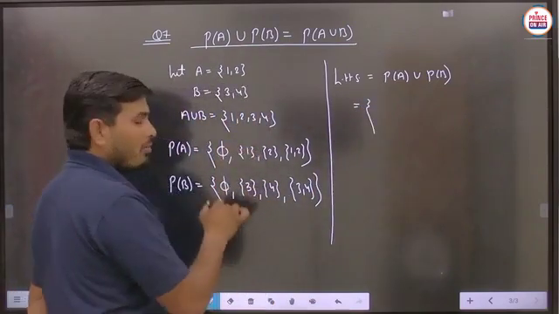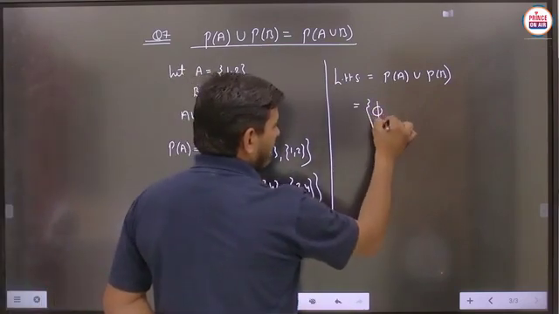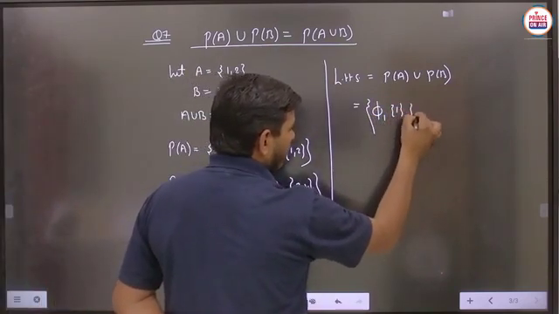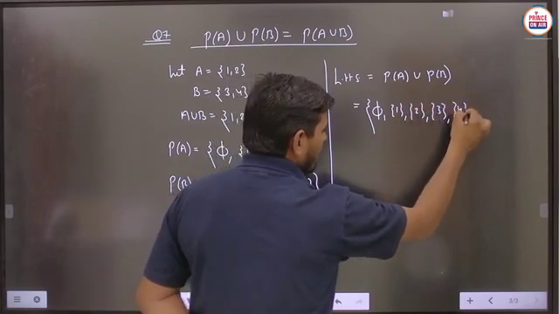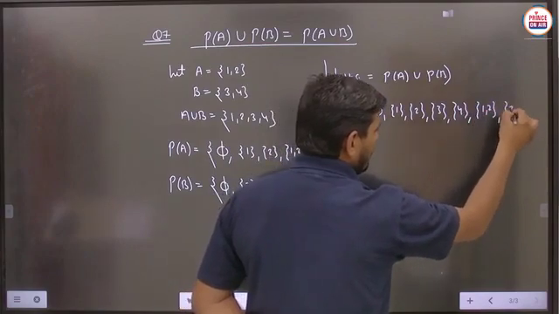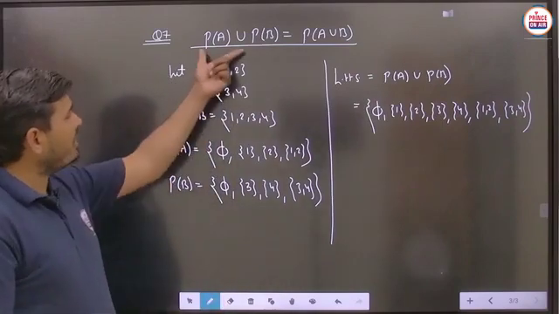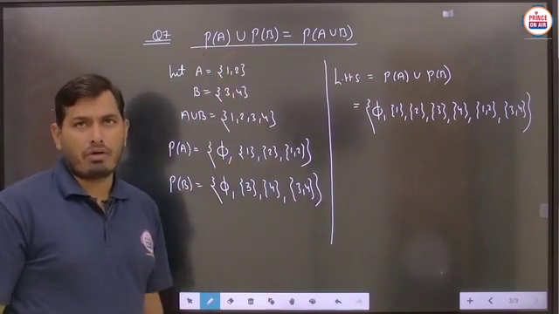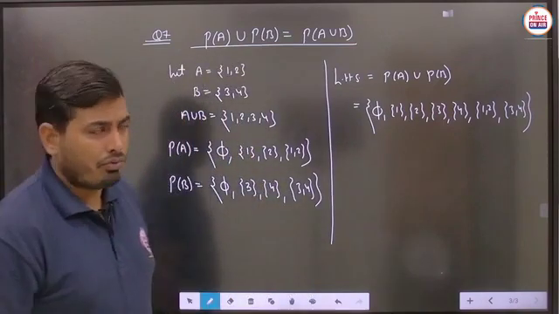So 5 is common, so the common element should be taken only once. So you can take 5, then 1, then 2, then 3, then 4, after that you can take 1 2, then 3 4. So this is the union of the left hand side, that should be given as power set of A union power set of B. Easily you can find the union of both the power sets.